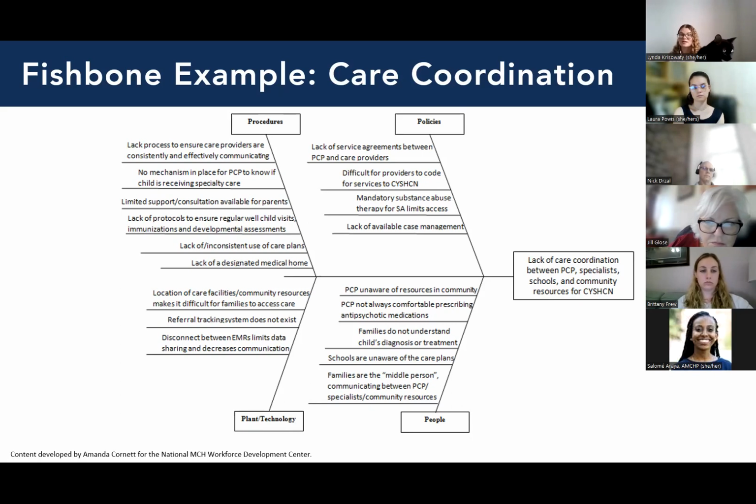Some of the things they identified as to why schools are unaware of the care plans is that maybe the provider's office doesn't alert the school nurse that the child has a care plan in the first place. Maybe the provider's office is not aware that the child has a school nurse within their school.